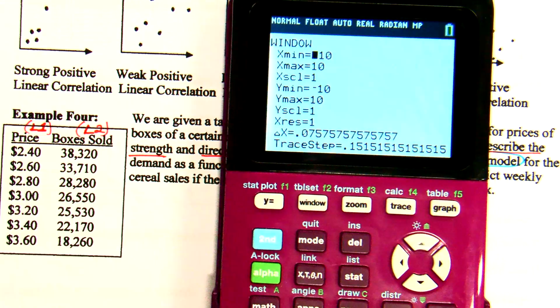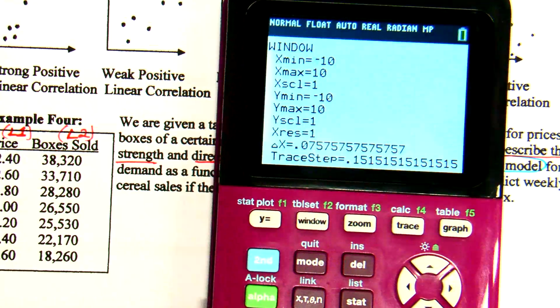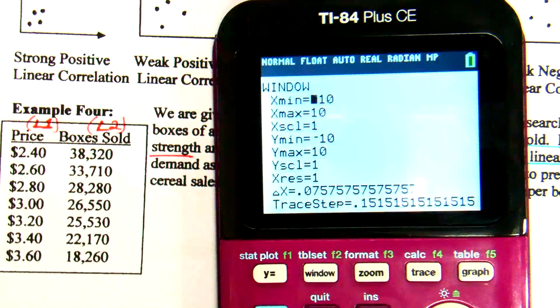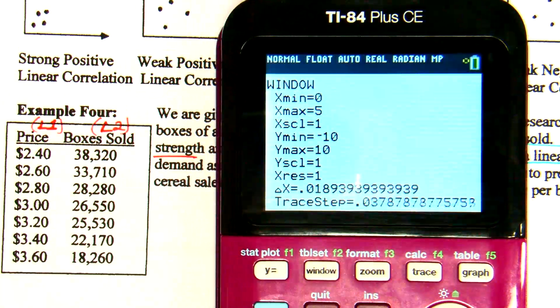X min and X max. Any thoughts there? 40,000. Right? X min and X max. So I'm talking X min and X max. My X's, so my prices range from 2.4 to 3.6. 0 to 5 would work. Honestly, you could do something like 2 to 4 even if you really wanted to. Okay, 0 to 5 is about the largest you need. Anything in there works.